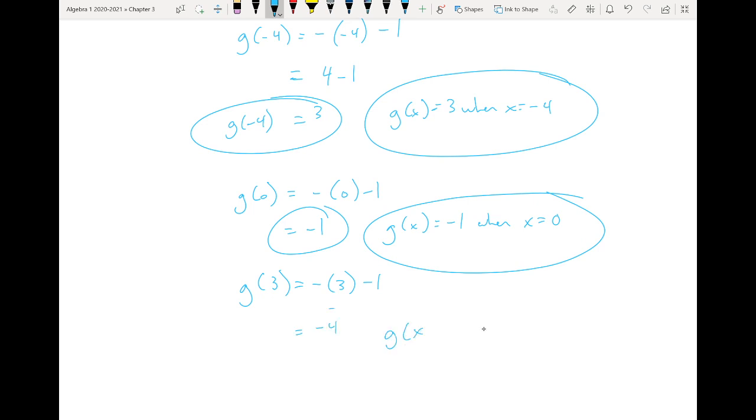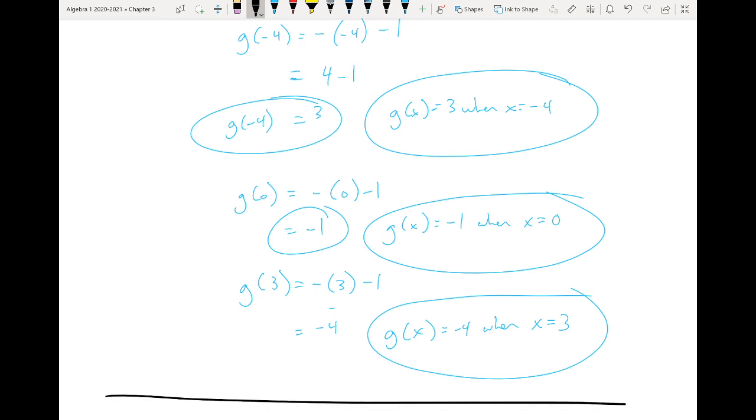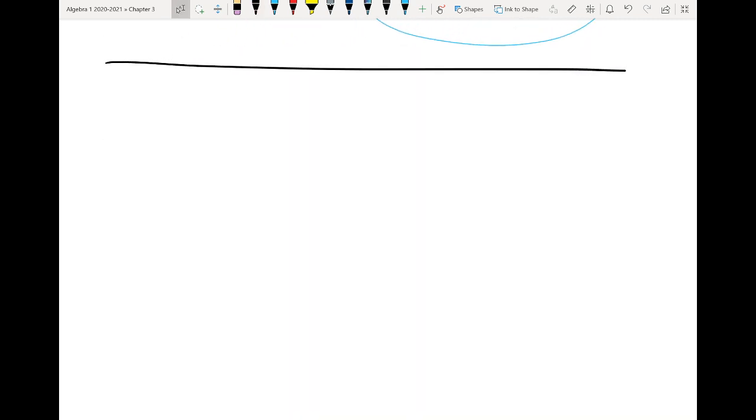So the g of x is equal to negative 4, right? When x is equal to negative 4. I'm sorry, when x is equal to 3. We input 3. My apologies. I misspoke. All right. Let's do a new one. Let's graph. We're going to graph the g of x, a different function, being 3x minus 2.